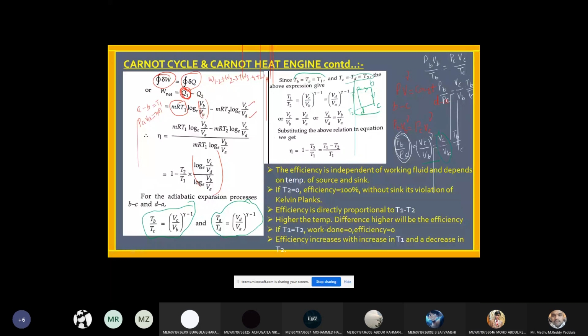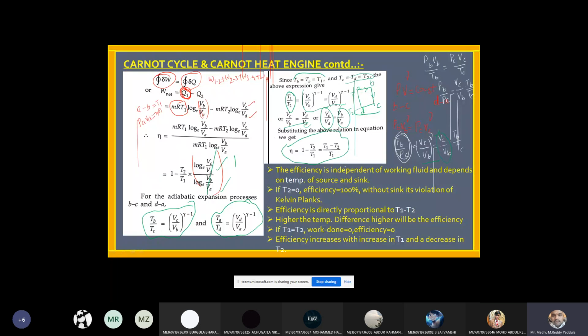So if you substitute here, what will we get? TB value is T1, TC value is T2. T1 by T2 is this much, and here also the same. TA is T1, so T1 by T2 means this volume ratio is the same. I can say that VC by VB is equal to VD by VA, or I can write VC by VD is equal to VB by VA. When VC by VD equals VB by VA, this value equals 1. Therefore, you will get efficiency equal to 1 minus T2 by T1. This is the efficiency of the Carnot heat engine.